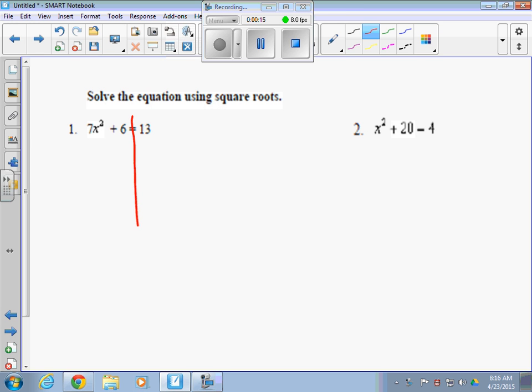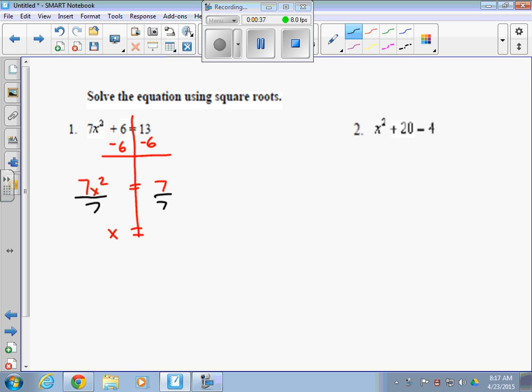First thing you want to do to get x by itself is you want to undo plus 6 by subtracting it. If you subtract it on one side, you need to do it to the other side. You're left with 7x squared on the left equals 7 on the right. Undo the next step, undo multiplication of 7 times x squared by dividing by 7. You do it to the left, do the same to the right.